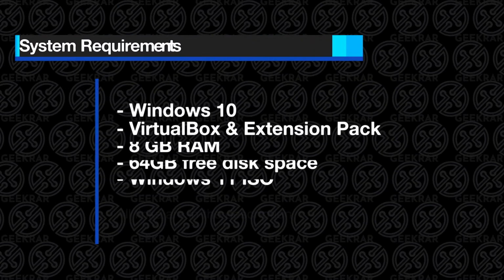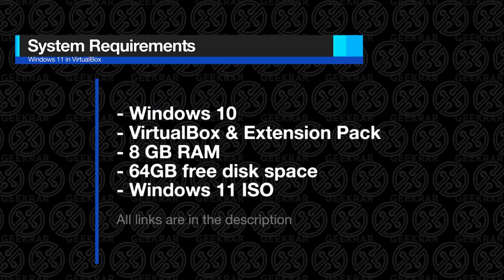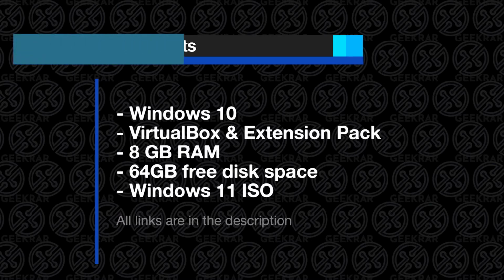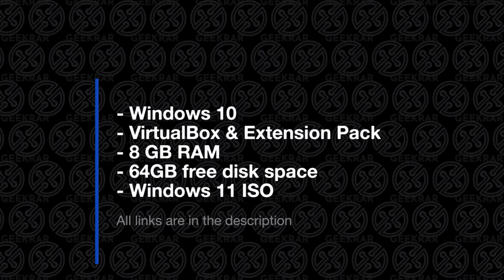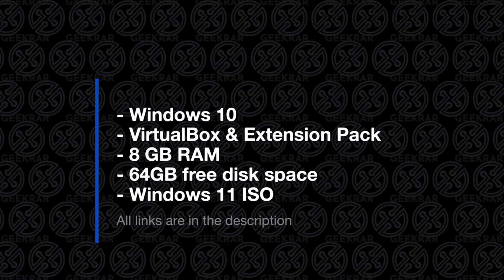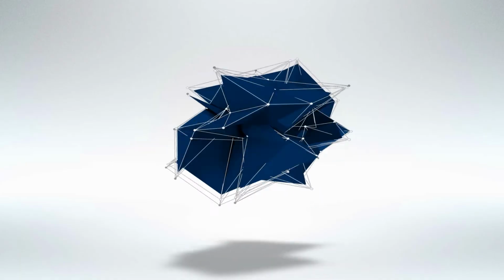Let's take a look at the minimum requirements to install this on a Windows 10 PC. So first you're going to need VirtualBox and an extension pack installed. The minimum requirement for RAM is 4 gigs, but I've tried that and it's really laggy. So I say if you can use 8 gigs, use 8 gigs of RAM. 64 gigs of available disk space is needed. And you're also going to need the Windows 11 ISO image. So if you don't already have that, I'll link it in the description on how you can do that. So with that out of the way, let's go ahead and start installing the operating system.